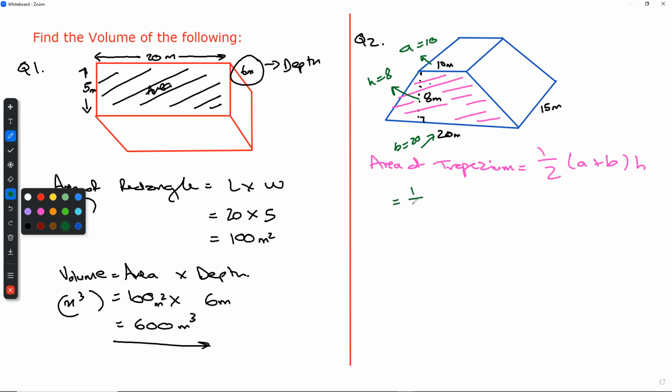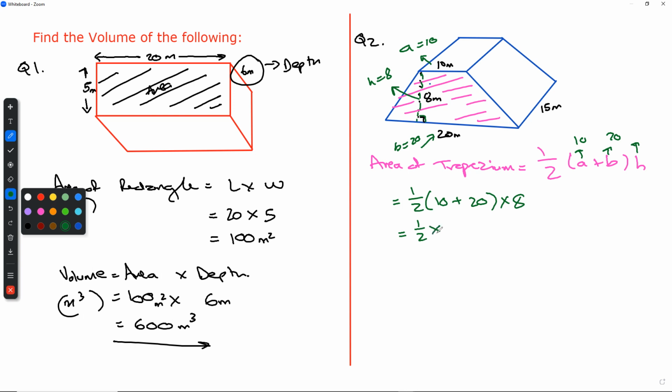And so this comes to a half of 20 plus 10, because remember that's A and B. I wrote it the other way around. It should be 10 plus 20. 10 is A, 20 is B. And you can see this bracket needs to be done first, so we're going to add this first. And the height is this dotted line, or the line that is vertical to the base, or 90 degrees to the base. So that's going to be 8.